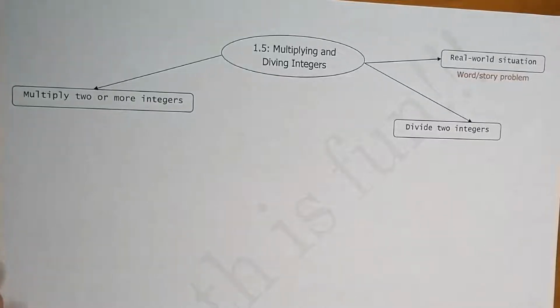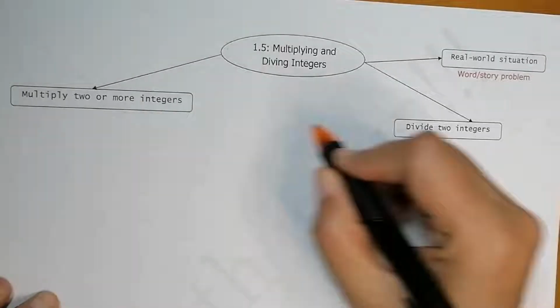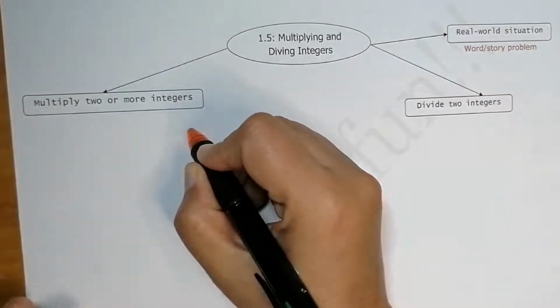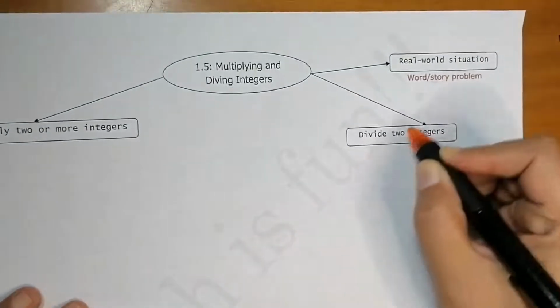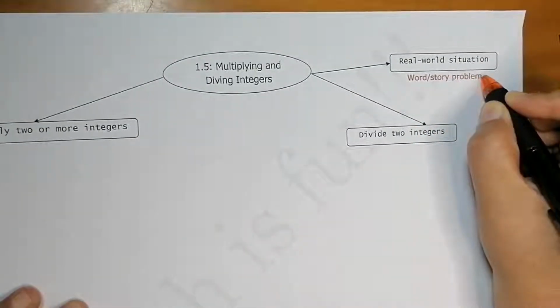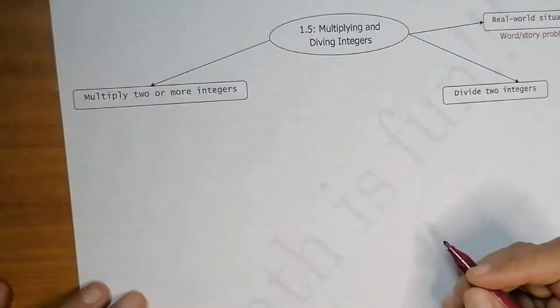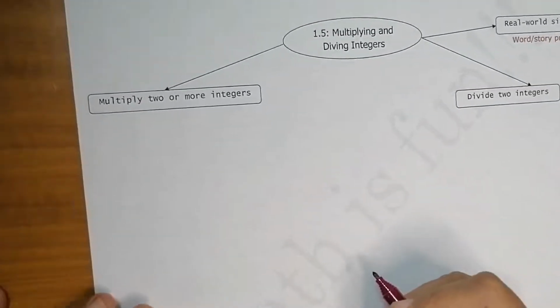Okay, so here we are with this chapter, and as you can see it has three parts: multiplying two or more integers, divide two integers, and finally real world situation, word or story problem, as they're famously known. So let's get started with multiplying two or more integers.